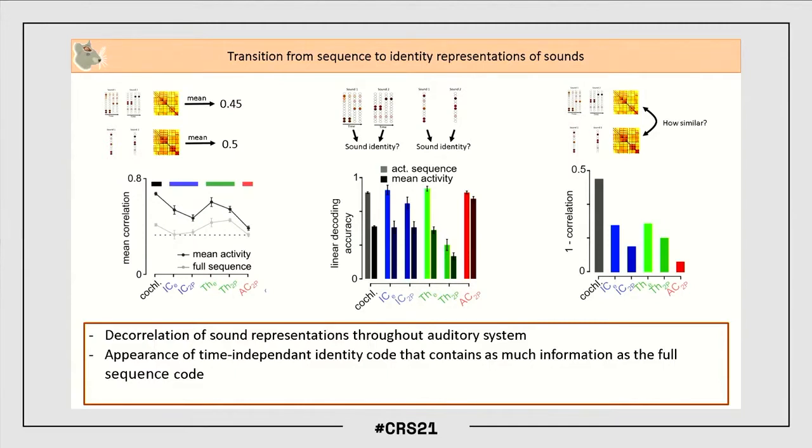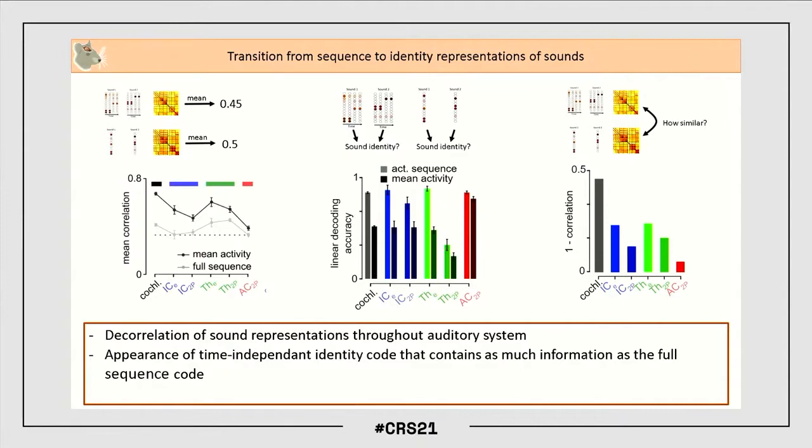However, if we now look at the mean activity, so averaging out time, looking at this time-independent identity code, we see that the decorrelation happens in the dark gray curve more progressively, and it's only in the cortex that the decorrelation reaches a similar level as we see with the full sequence. So we can back this up with linear decoding, and if you focus on the red bar on the far right, the cortex, it's only here that we have as much information in the identity code as the sequence code. And it's not just about the quantity of information, it's also about the structure of information.